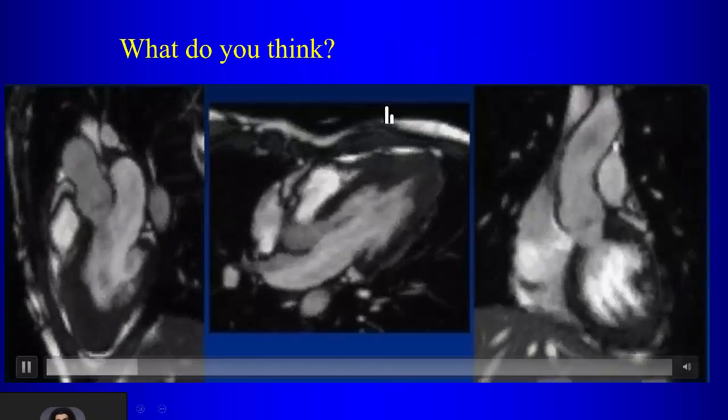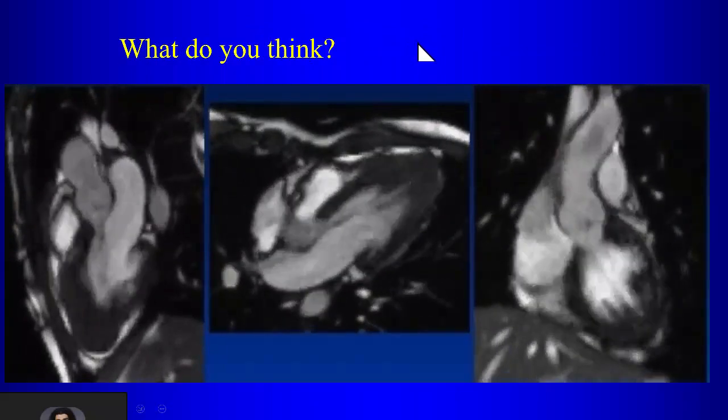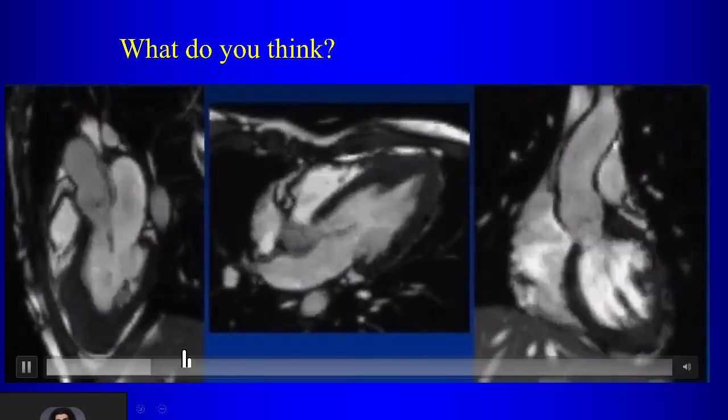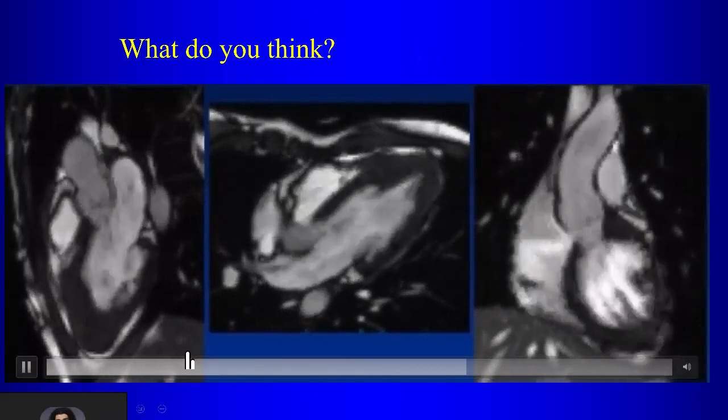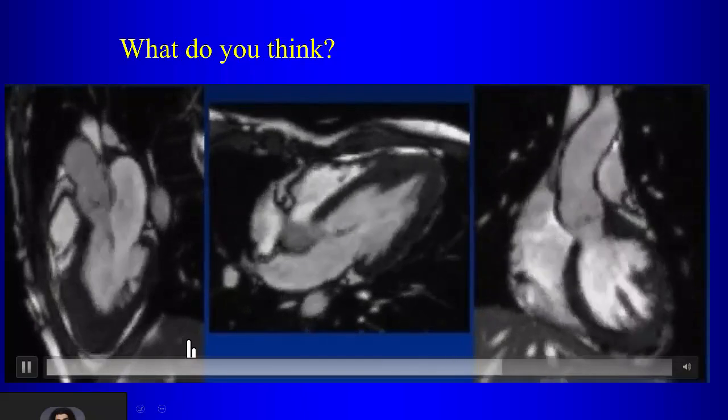All right. So what kind of study are we looking at here? So this is an MR. What kind of view is this? Yeah, so it's a left ventricular outflow tract view. This is also called a three-chamber view.